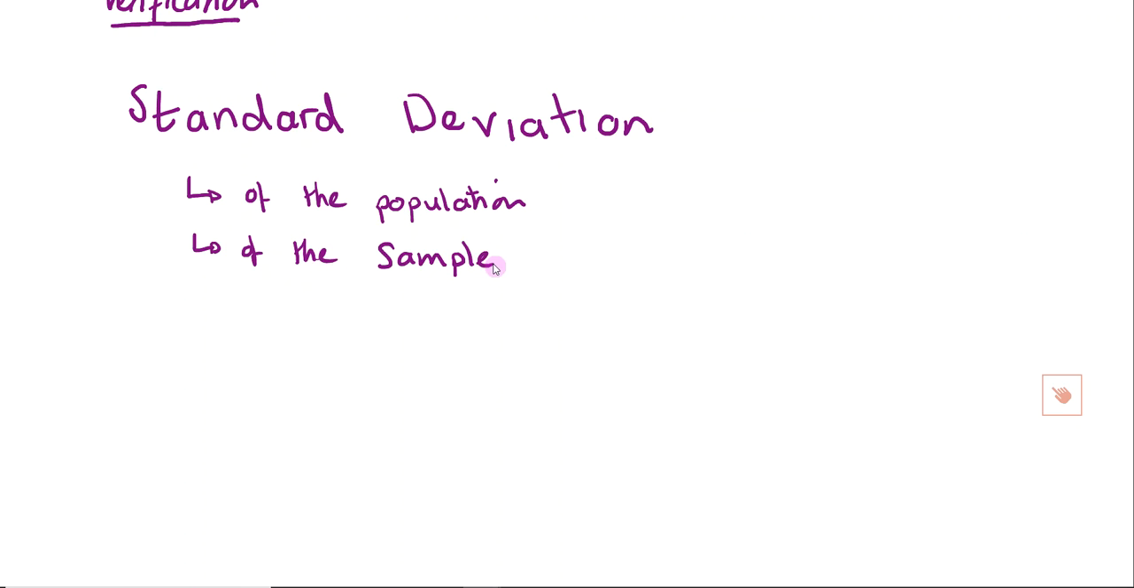And there is a symbol. The standard deviation of the population has this symbol, and the sample tends to have this one, Sx. Okay.